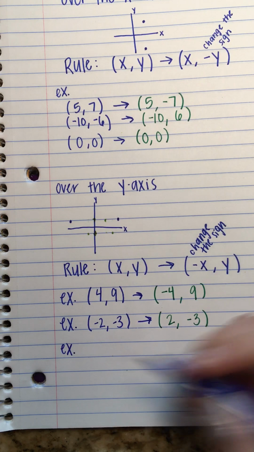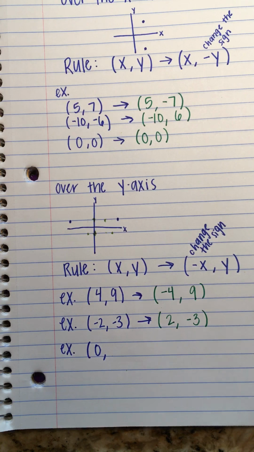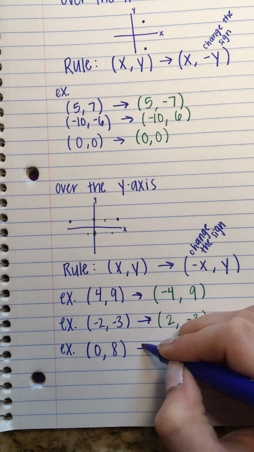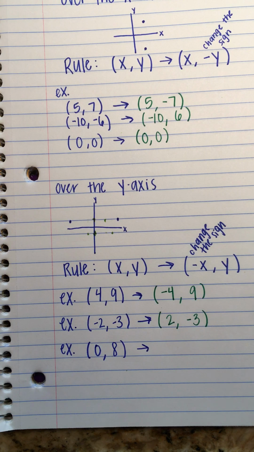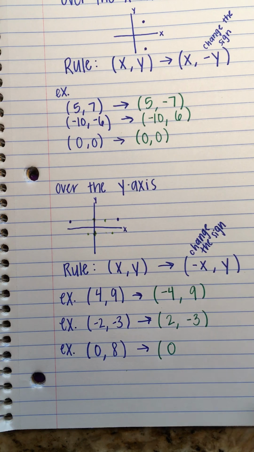Okay, maybe this time we have the ordered pair 0, 8. My rule tells me change the sign on my x, but it's just 0, and keep the y. And that's about it.